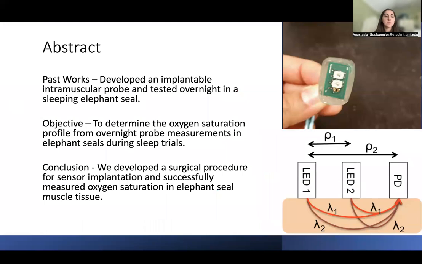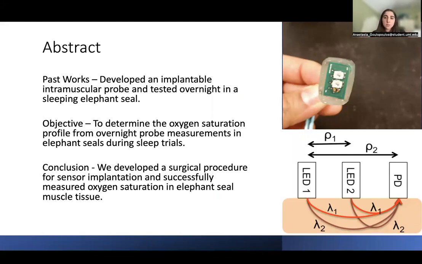So we've already developed the probe. Basically, we used a photo-based probe. We send light through the muscle, and we then calculate how much of the light gets reflected back into the photodetector and use that information to find the oxygen saturation profile.